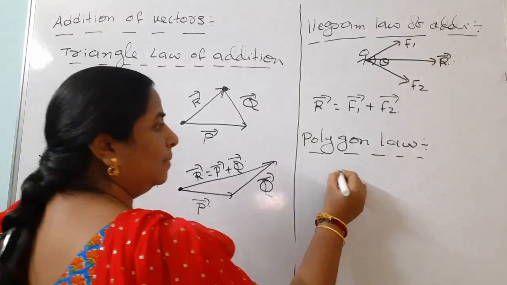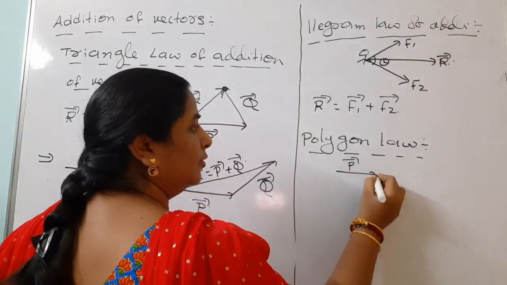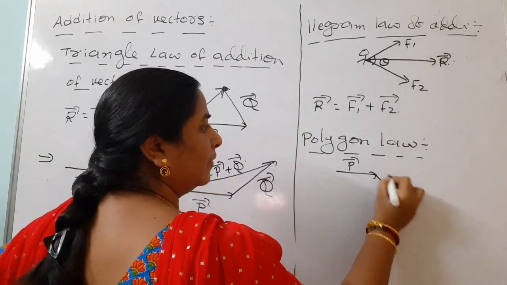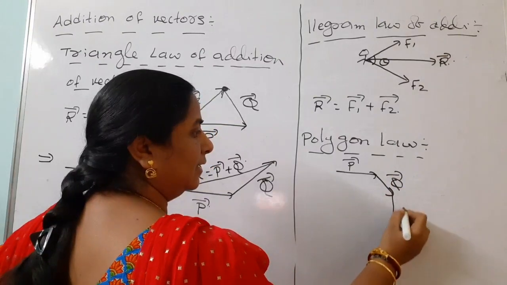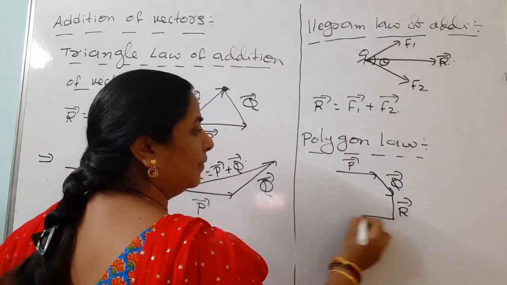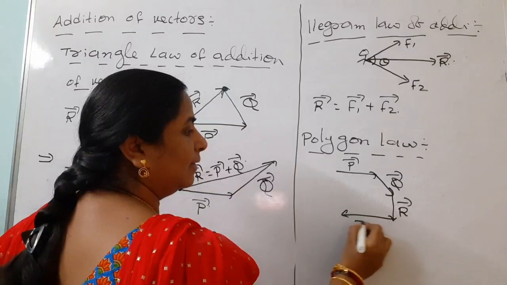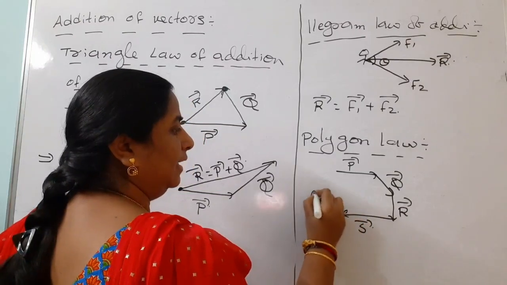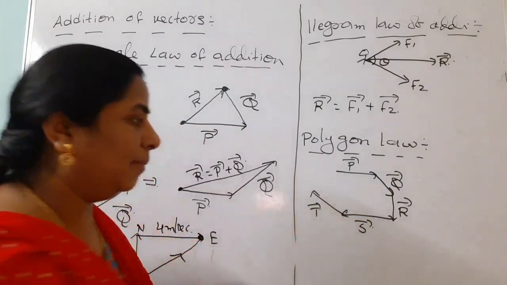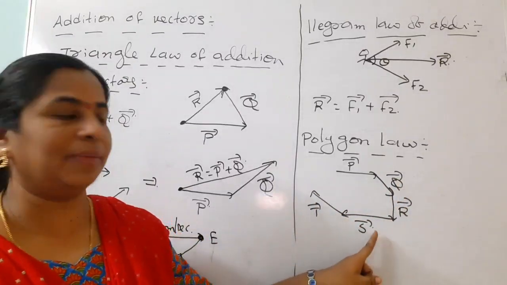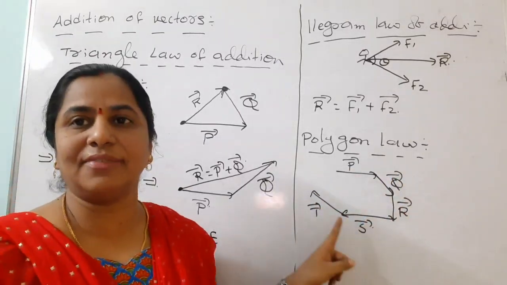See, P bar, Q bar, direction also we should concentrate, R bar, S bar, T bar. See, P bar, Q bar, R bar, S bar are representing sides of the polygon.